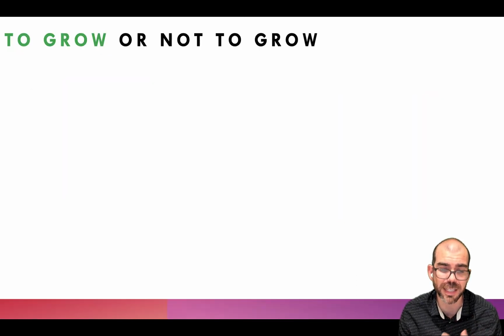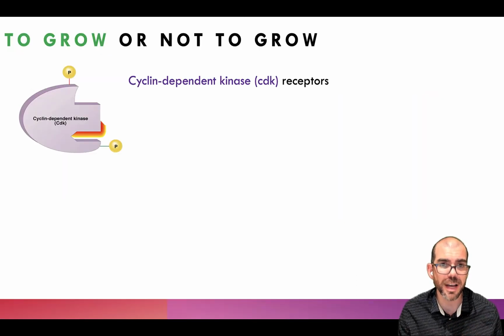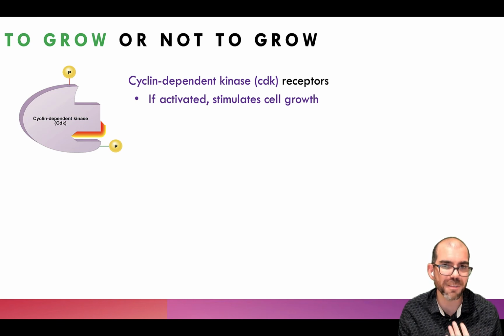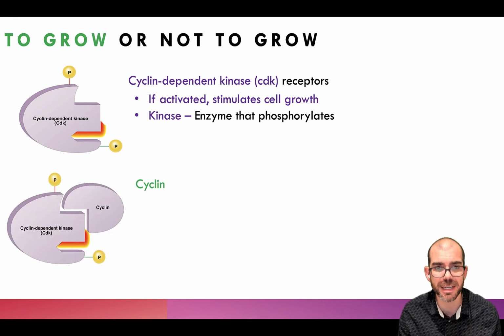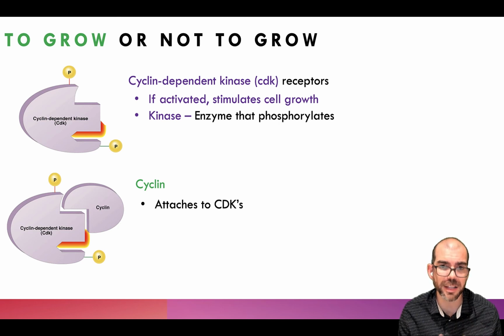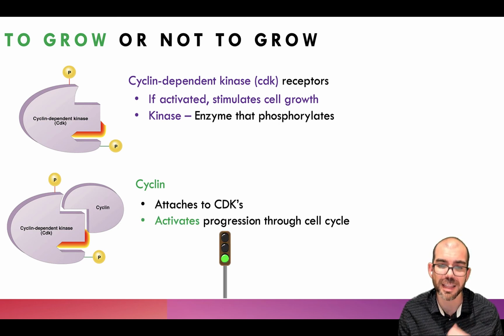Let's start with looking at the chemicals involved with growth. Cells will have a receptor called a cyclin-dependent kinase, or CDK, on their surfaces. If this is activated, it will stimulate the cell to grow. Go do mitosis. Just a vocab point, a kinase is an enzyme that can phosphorylate, so here we're dealing with the transfer of phosphates. The chemical that can activate a CDK is known as a cyclin. Cyclins attach to CDKs, and when they do, that gives the approval for that cell to progress to the next phase of the cell cycle. Go, grow, make it to the next phase.